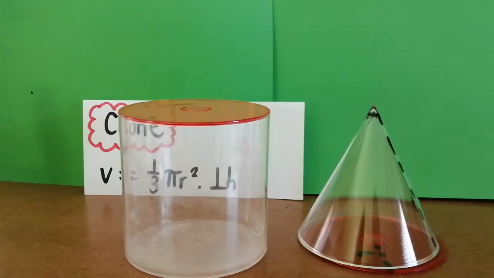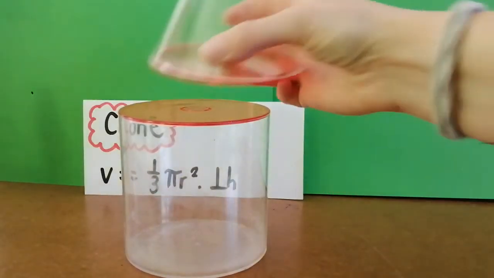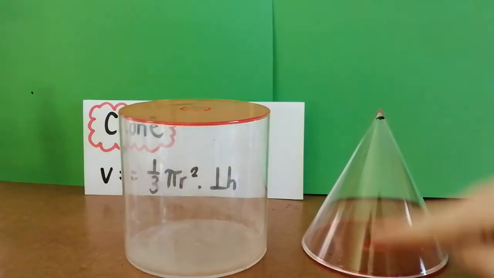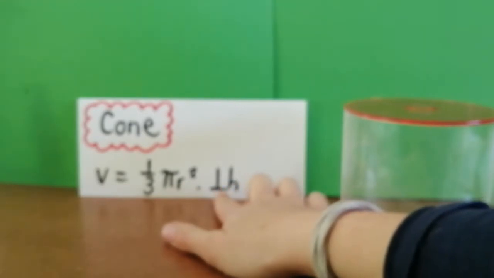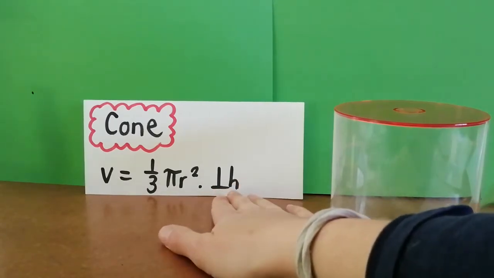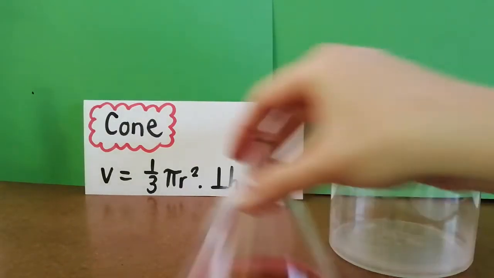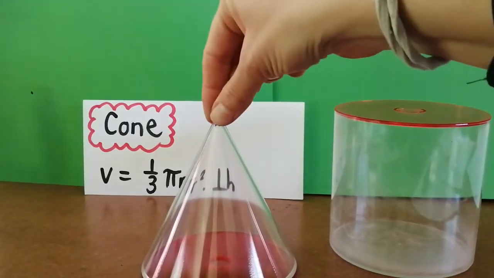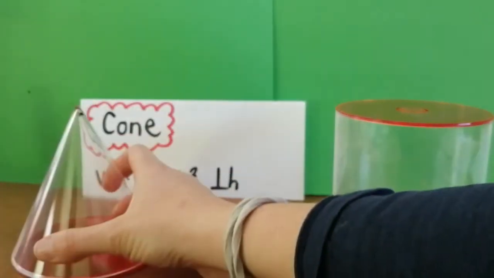And remember that not only do they have the same base, the same shape base, they also have the same perpendicular height. Remember, a cylinder was pi r squared times perpendicular height. That means they must have the same perpendicular height in order for this to be 3 times bigger, or for this to be 3 times smaller. They must have the same perpendicular height and the same radius, which means they must have the same base.